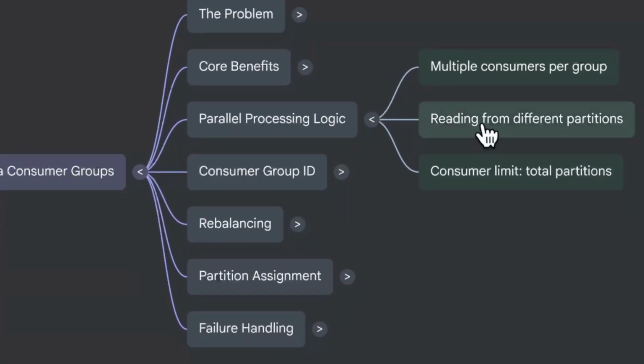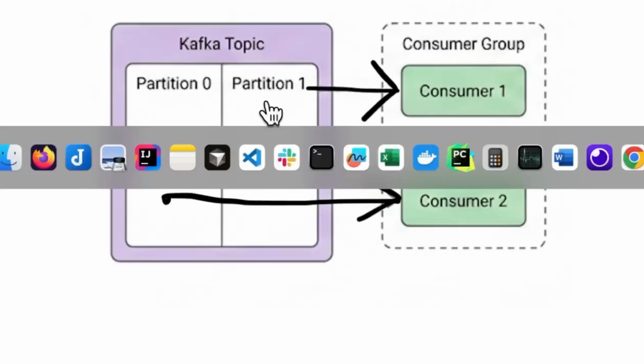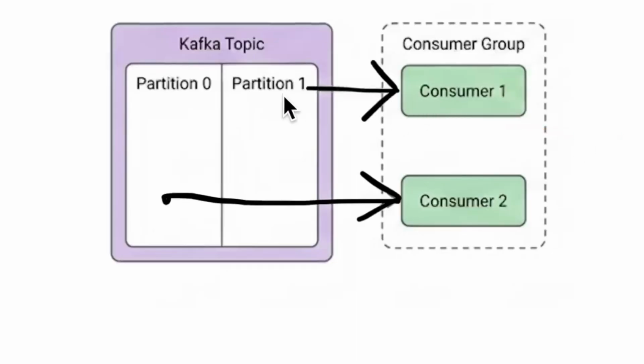Okay, now how does the parallel processing happen? Multiple consumers can belong to the same group, like we saw here. Consumer 1 and consumer 2 belong to the same group and they start consuming the messages, and they read from different partitions. Of course, as we saw, consumer 1 is reading from one partition, consumer 2 is reading from another partition.